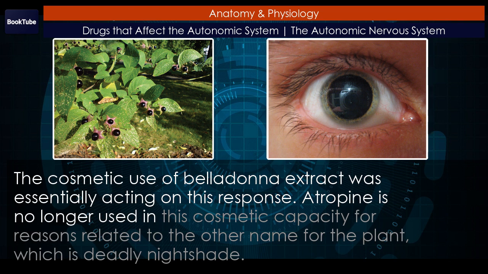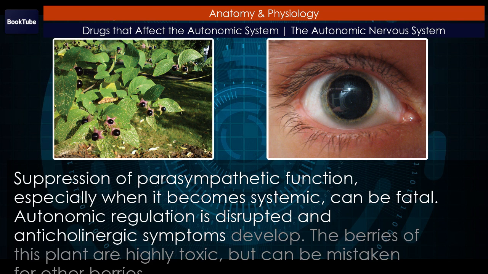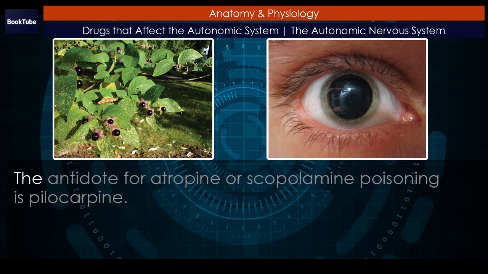Atropine is no longer used in this cosmetic capacity for reasons related to the other name for the plant, which is deadly nightshade. Suppression of parasympathetic function, especially when it becomes systemic, can be fatal. Autonomic regulation is disrupted and anticholinergic symptoms develop. The berries of this plant are highly toxic, but can be mistaken for other berries. The antidote for atropine or scopolamine poisoning is pilocarpine.